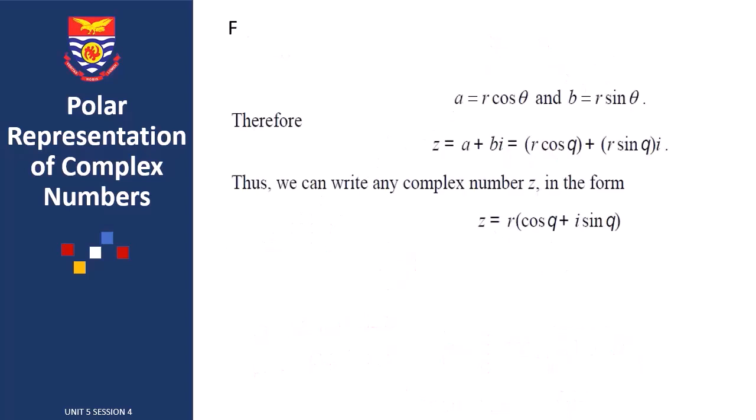So if I put A and B into Z, which is A plus BI, I get R cos theta plus R sin theta I. You are using theta as the angle, so that's how it's going to be.